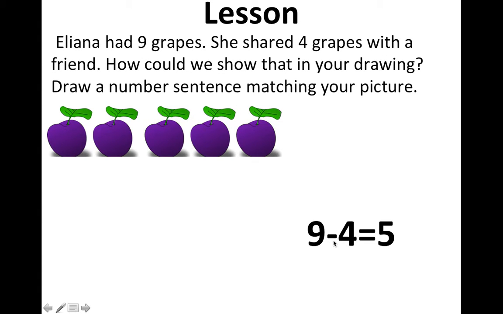We do subtraction, so I did subtraction. How many did she give away? 4. So then the equal sign represents how many are at the end, meaning the answer. And the answer is 5. And this 5 represents the 5 grapes that are here. So 9 minus 4 equals 5.